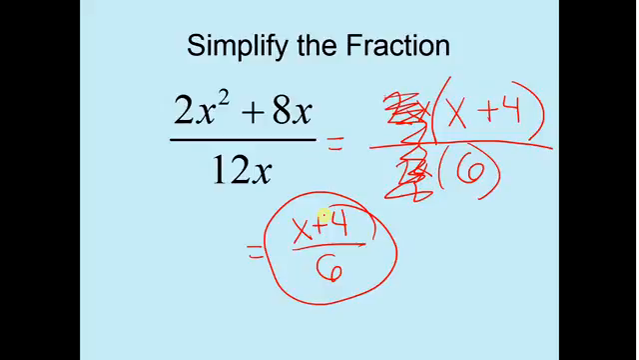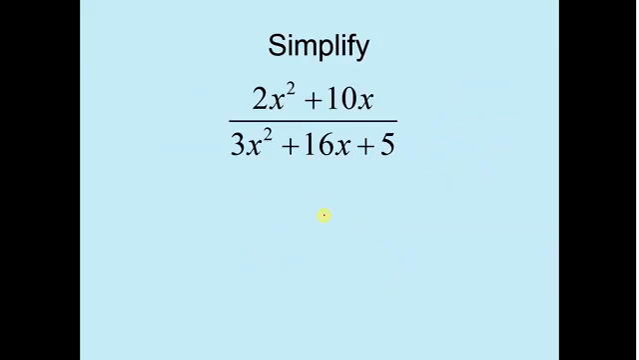Let's try this one. This one is probably the harder kind because you have two terms on top and bottom. So let's factor the top first. I have a 2x, right? Let's take 2x out. So I'm going to have an x and plus 5, right? Now, 3x squared plus 16x plus 5. I cannot just factor that one.